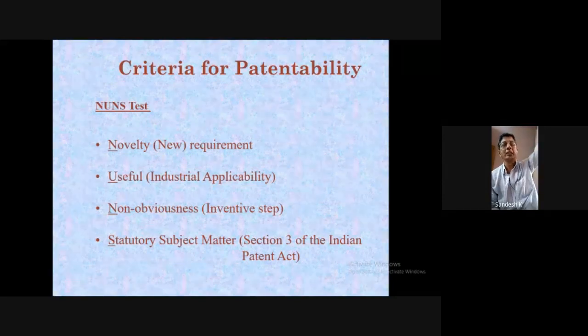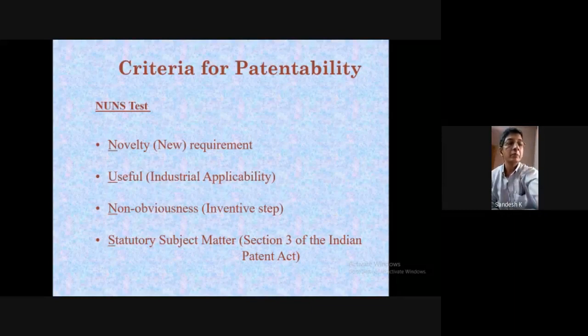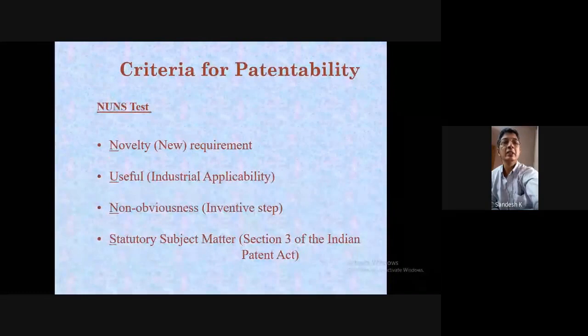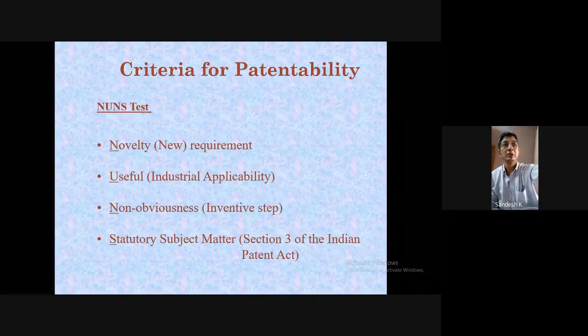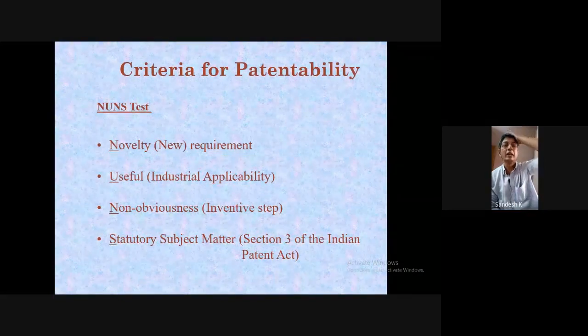So the Patent Act gives you a non-patentable list, the items which cannot be patented. Whatever is not listed in this one list, they call it Section 3 of the Patent Act, it is patentable. So there is no patentable item list. There is a non-patentable item list in the Act. So everything under the sun is patentable if it is not in this list.